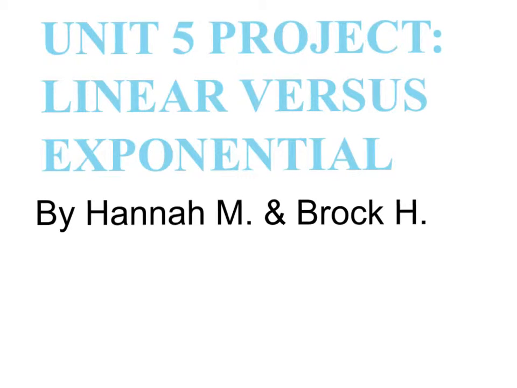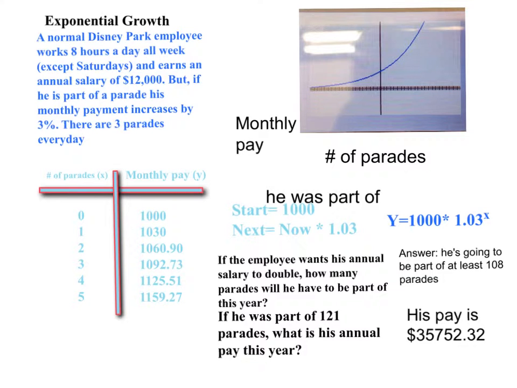Unit 5 project, linear versus exponential. Exponential growth. A normal Disney park employee works 8 hours a day all week except Saturdays and earns an annual salary of $12,000. But if he is part of a parade, his monthly payment increases by 3%. There are 3 parades every day.